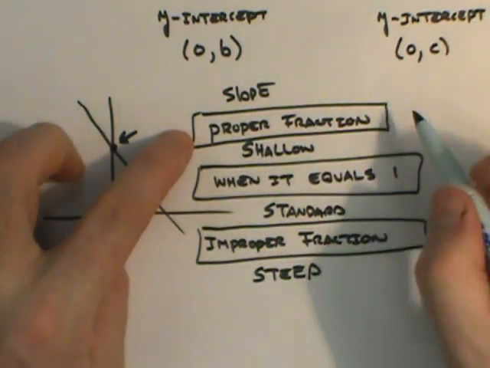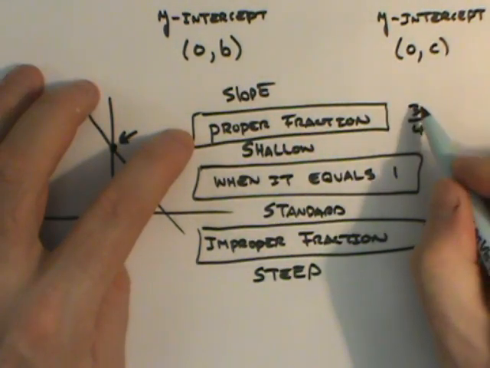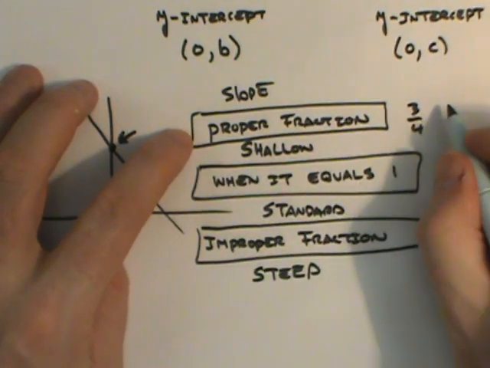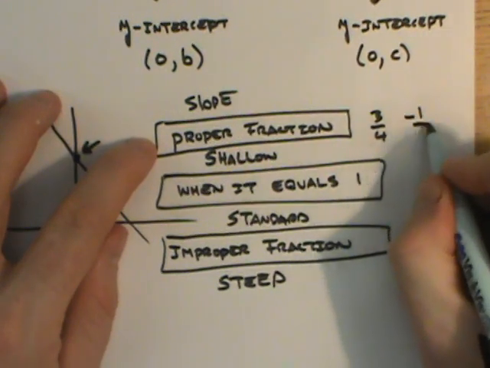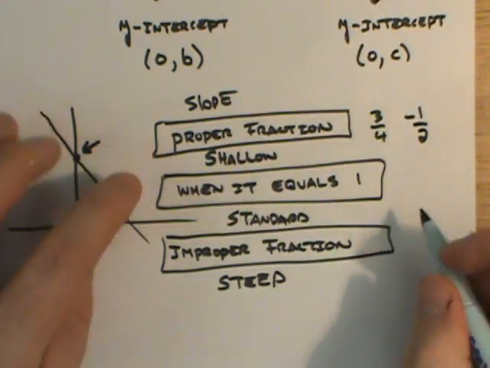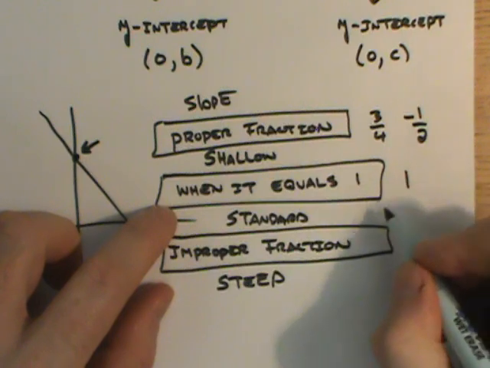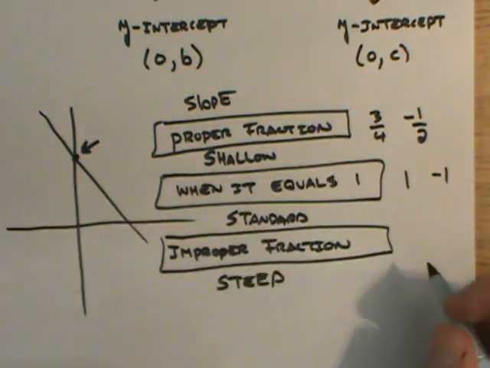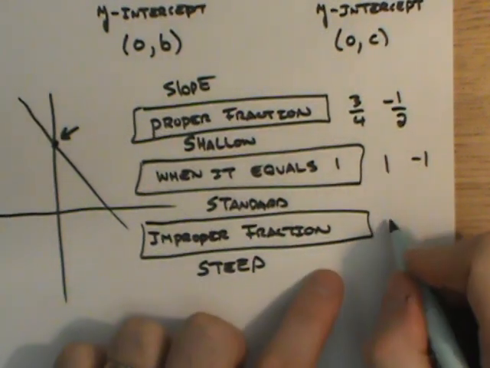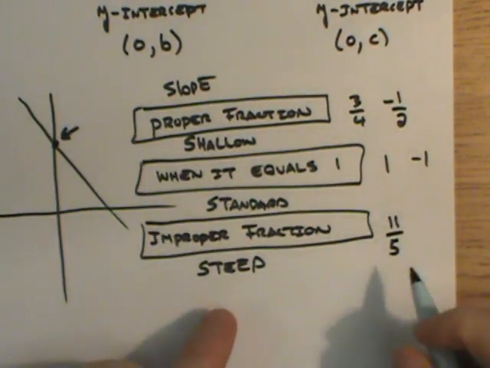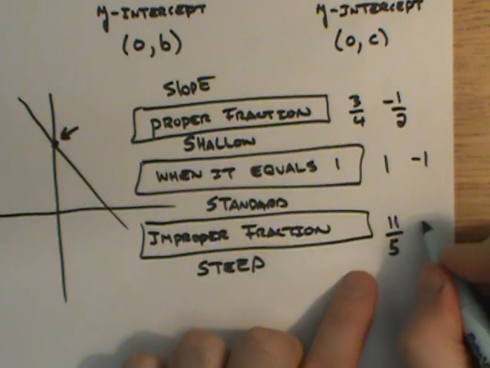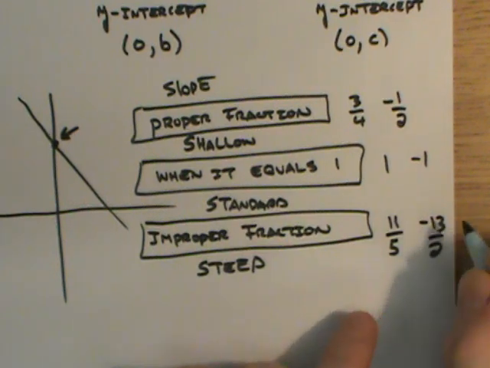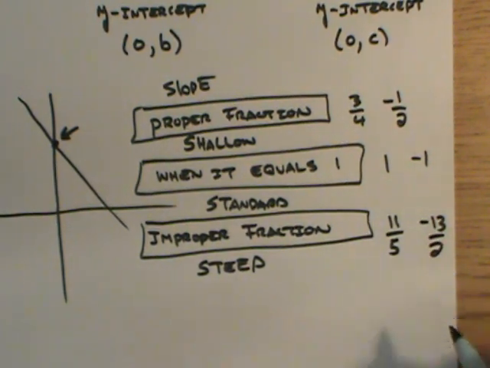Proper fraction, something like 3/4 would be a shallow incline. Something like negative 1/2 would be a shallow decline. 1 is a standard incline. Negative 1 would be a standard decline. And an improper fraction like 11/5 would be a steep incline, where negative 13/2 would be a steep decline because it's negative.